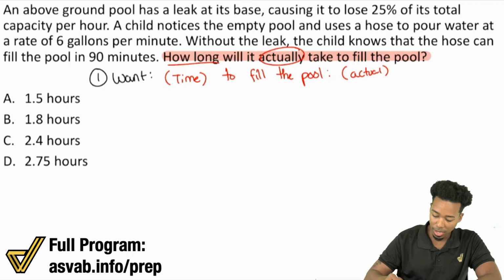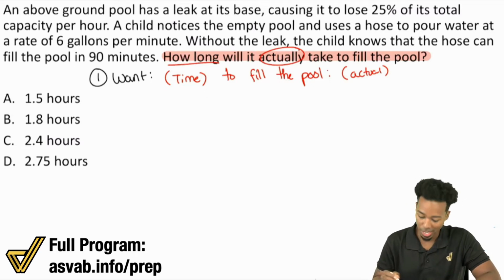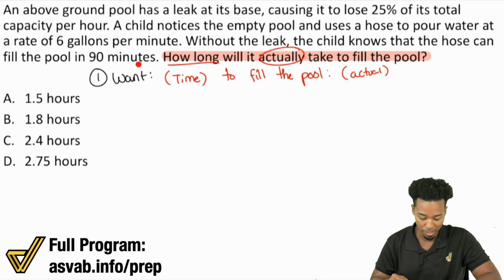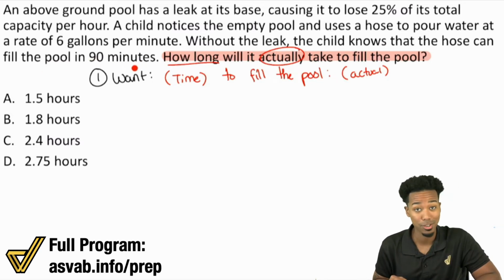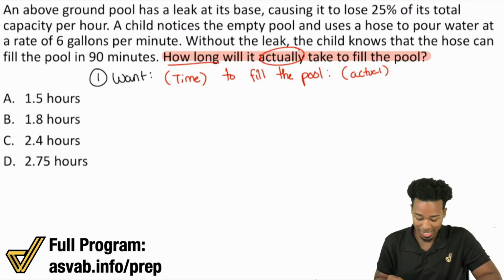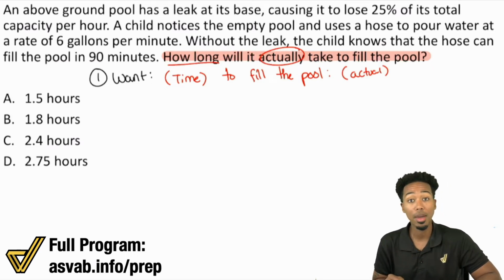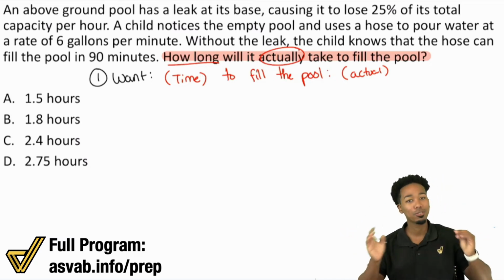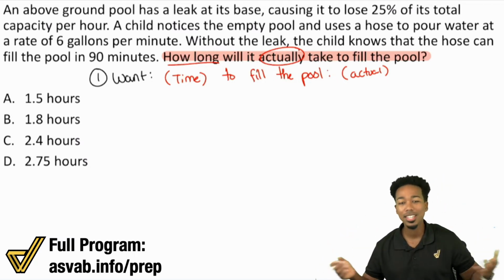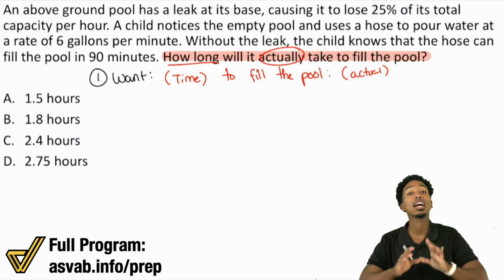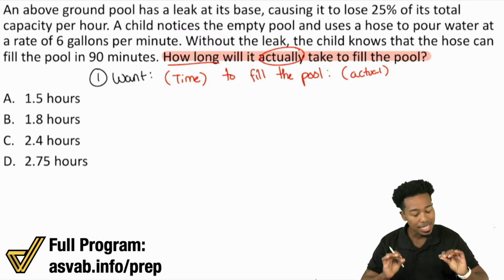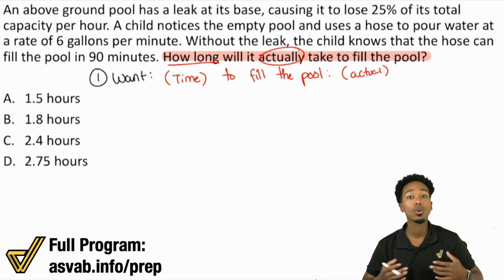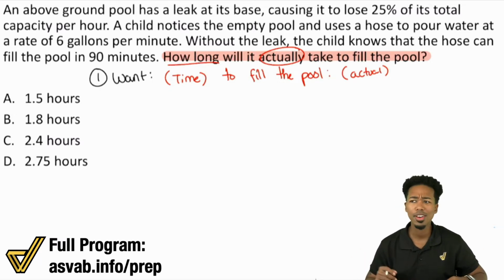One thing you might notice is somewhere in the problem it says, without the leak, the child knows that the hose can fill the pool in 90 minutes. So that's not the answer, everybody. That is not the answer, because it says without the leak. So apparently somewhere in this problem, there's a leak that we're going to discover, and we have to understand what that leak has to do with it. So let's take everything nice and slow. We need to, and I mean need to, understand the situation appropriately, so that we don't have a headache after this. We still might have a headache after, but we're growing.